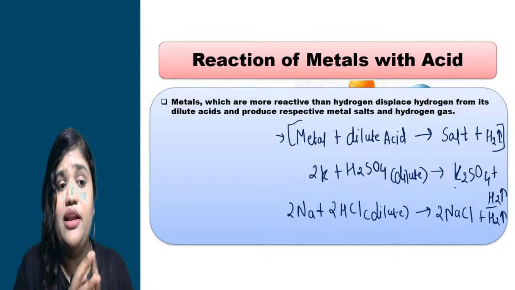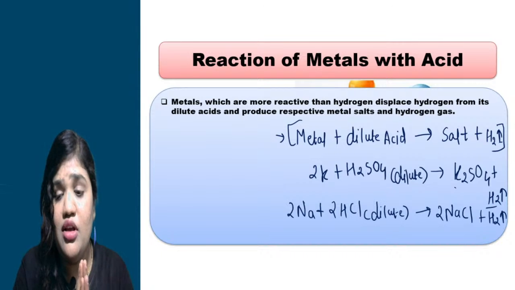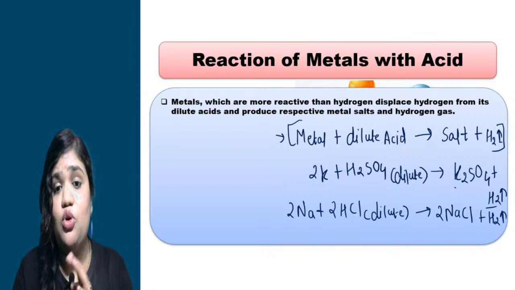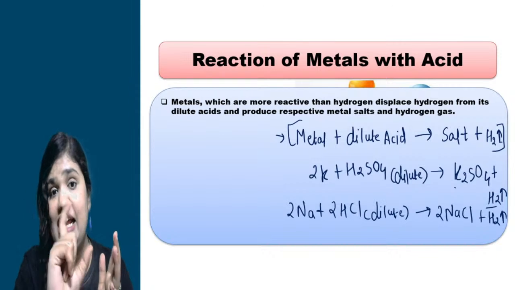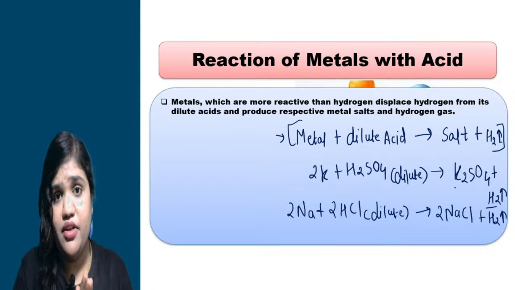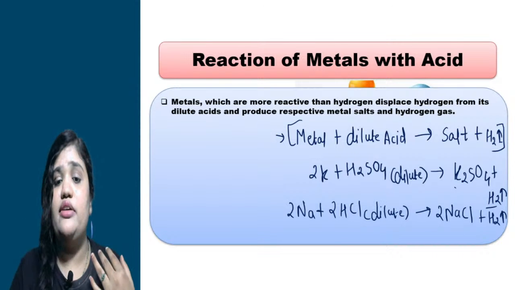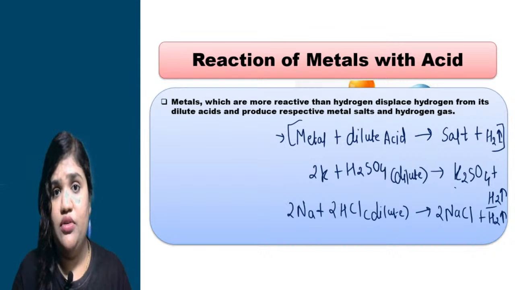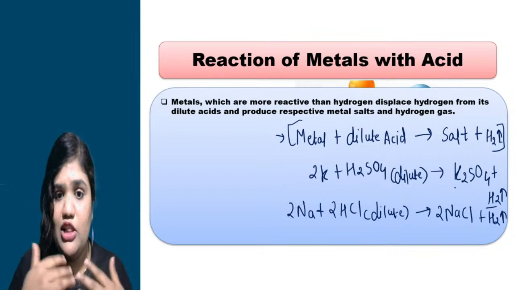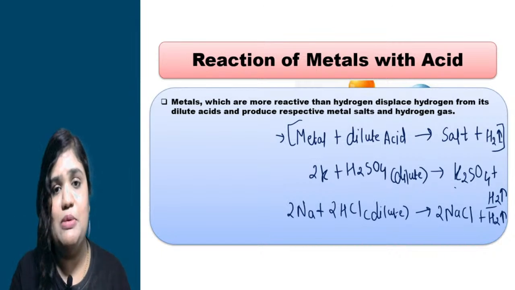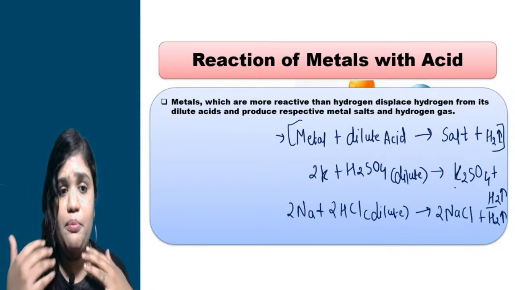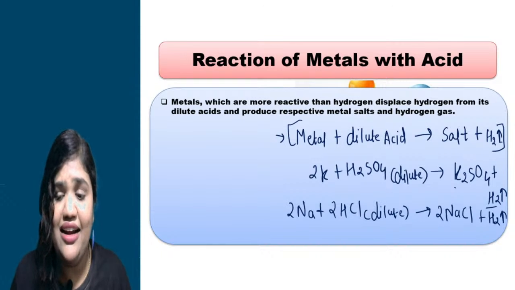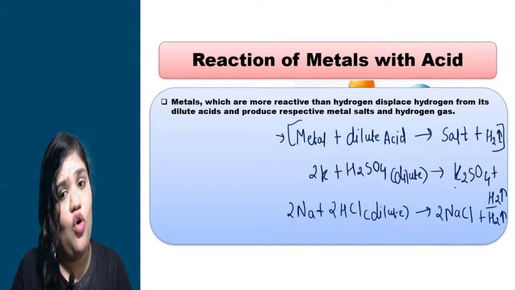Here, what will happen if the metal is less reactive than hydrogen? Because you now know that if the metal is more reactive than hydrogen, then it will displace hydrogen from its dilute acidic form, right? And it will form salt and hydrogen. But what actually happens if metals are not that reactive compared to hydrogen? It will not displace hydrogen from a dilute solution if the metal is less reactive than hydrogen, and there will be no reaction. So you cannot observe any reaction over there.